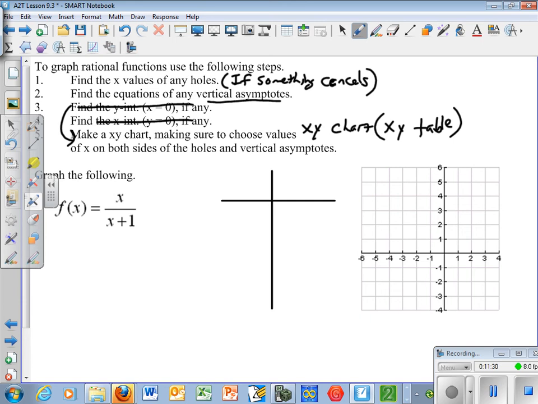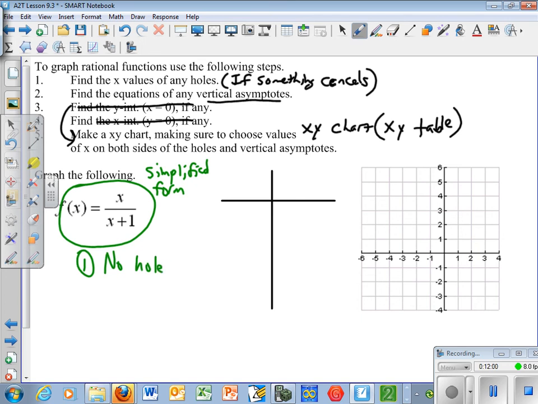Okay, so here's what we have. This is the given function. F of x equals x over x plus 1. Can't cancel the x's. I can't factor anything top and bottom there. That is actually in simplified form. Okay, so it's x over x plus 1. Can't do any simplifying there. So if I look at number 1, nothing canceled, so this particular rational function has no holes. A hole only occurs when a factor cancels.